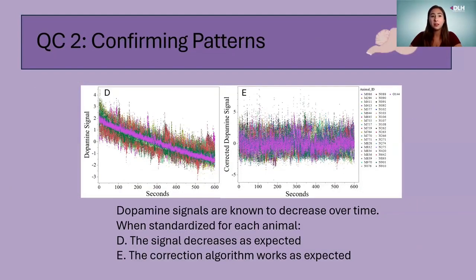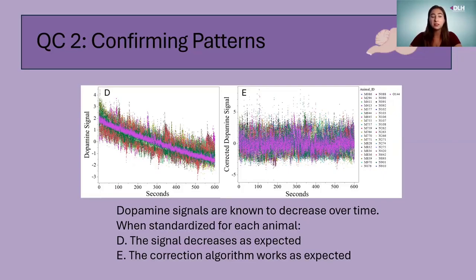Now, our next example is a little less flashy. It's just confirming that patterns we expect to see are there. So dopamine signals, this is a neurotransmitter in the brain. As we watch it flash, it's known to decrease over time. So with these graphs, we have our time on our X and the signal on the Y, and you see, yep, that dopamine signal is going down over time, just as we expect.